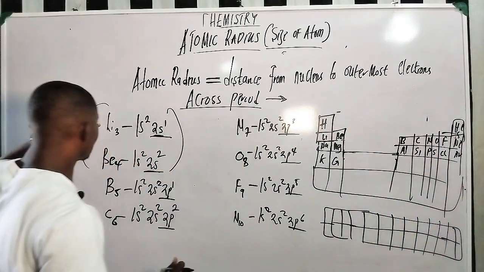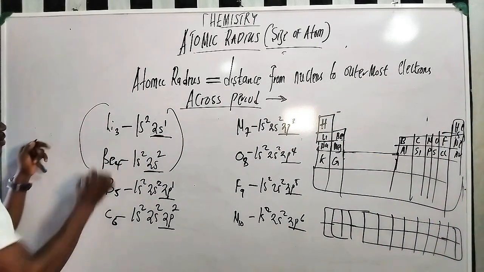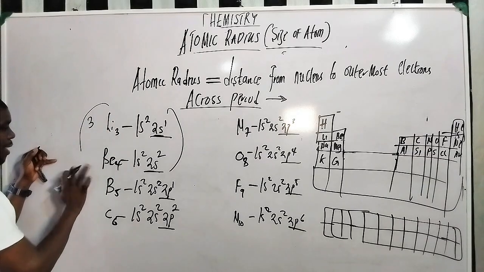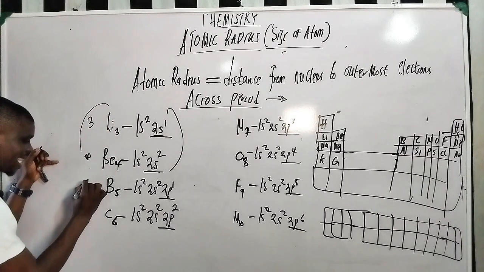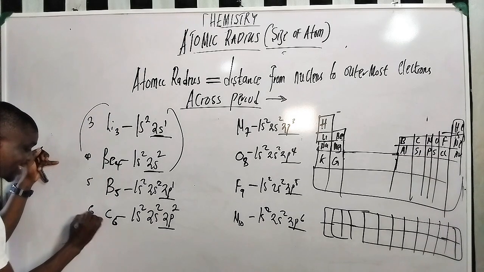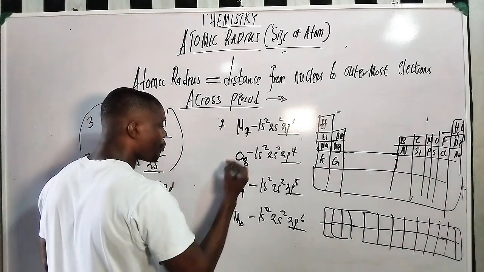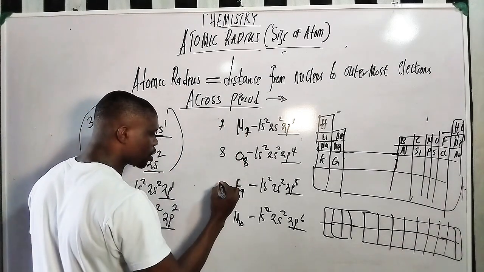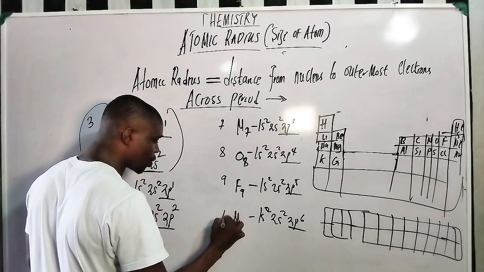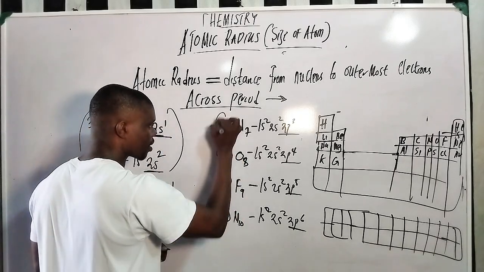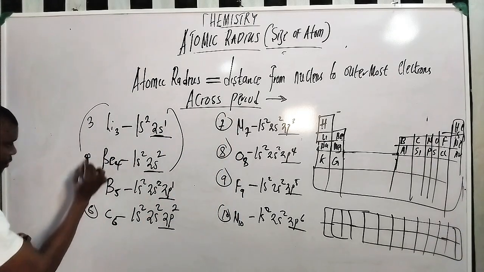Now, what is the proton number here? The proton number here is 3. Here it is 4. Here it is 5. Here it is 6. Here it is 7. Here it is 8. Here it is 9. And the proton number here is 10.